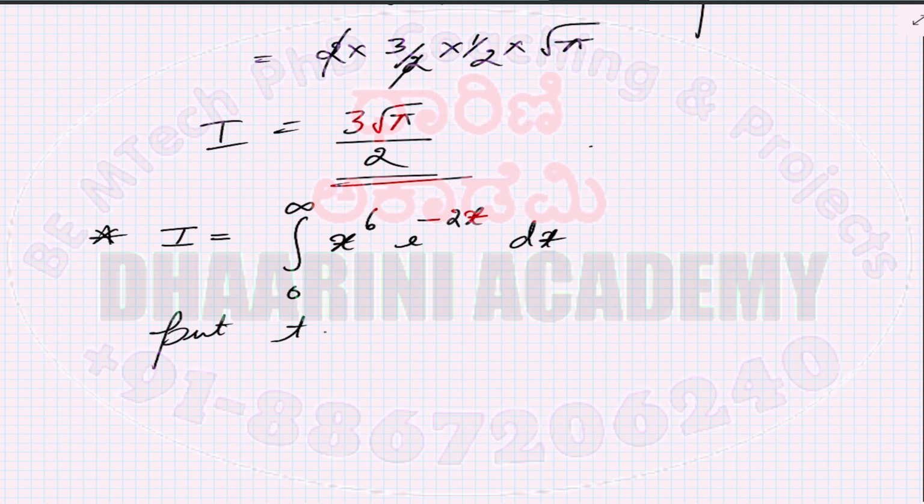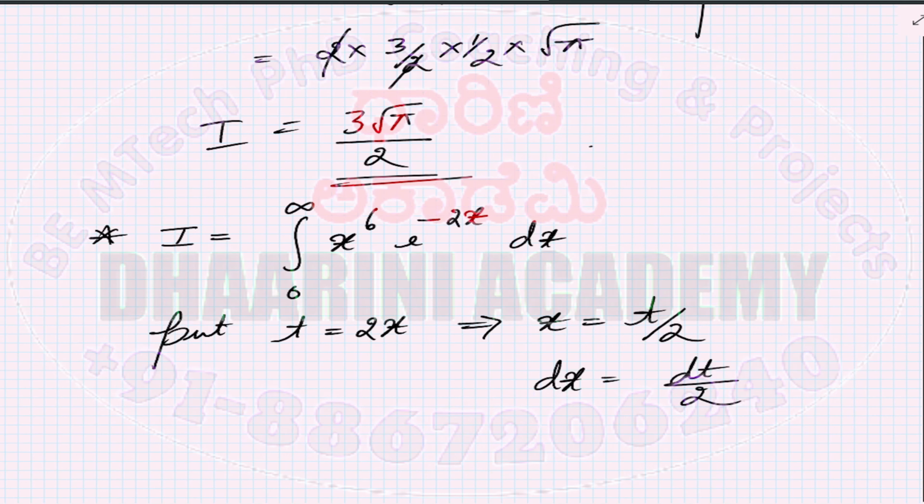Put some variable t is equal to 2x. So t equal to 2x implies wherever I have x, I have to write that as t by 2. And also I have a dx present in my equation. Wherever I see a dx, I am going to write that as dt by 2. Again I need to find out the limit now. So when x equal to 0, the t becomes equal to 2 into 0, that's 0. Also, when x is equal to infinity, the upper limit, t becomes equal to 2 times infinity, that's also infinity.